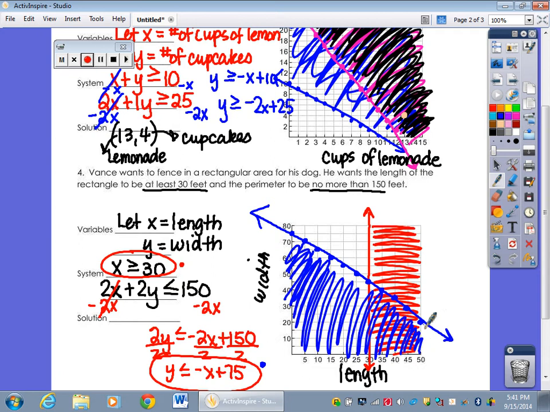So if I kept going here, all of this would eventually be both red and blue because it would keep going. So my solution set is everything inside here.